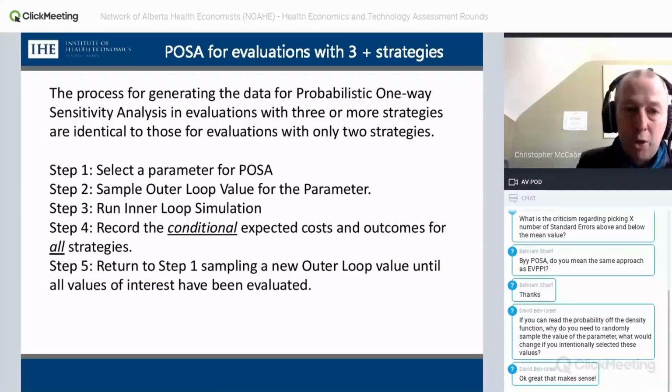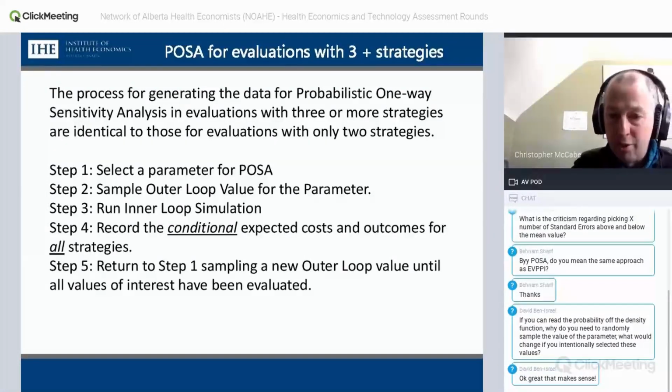Okay. The process for generating the data is identical. Select a parameter, sample or select the outer loop value for the parameter, run the inner loop, record the conditional expected costs and outcomes for all strategies, and then do it again until you have your inner loop values recorded for all of the values of interest for this parameter. So that's identical, but you're just doing it for more than two strategies.